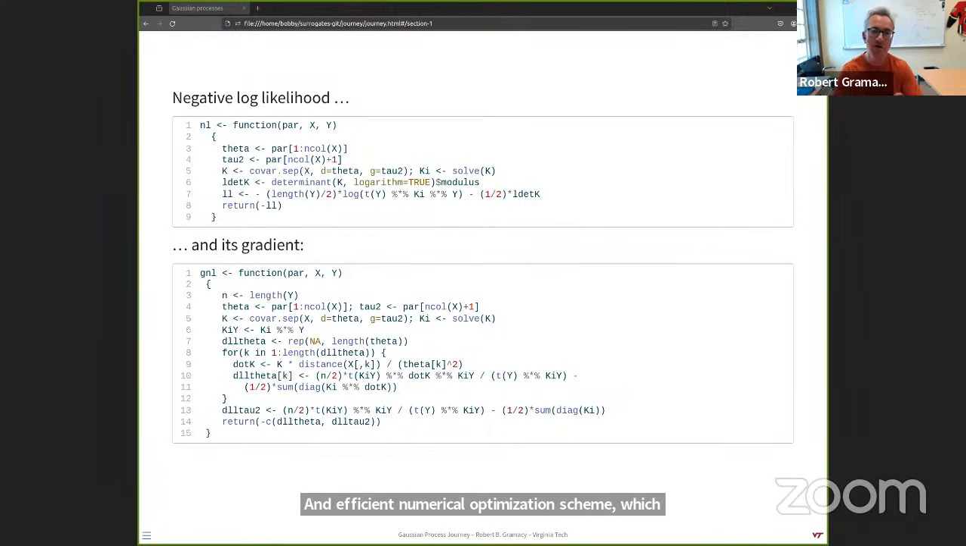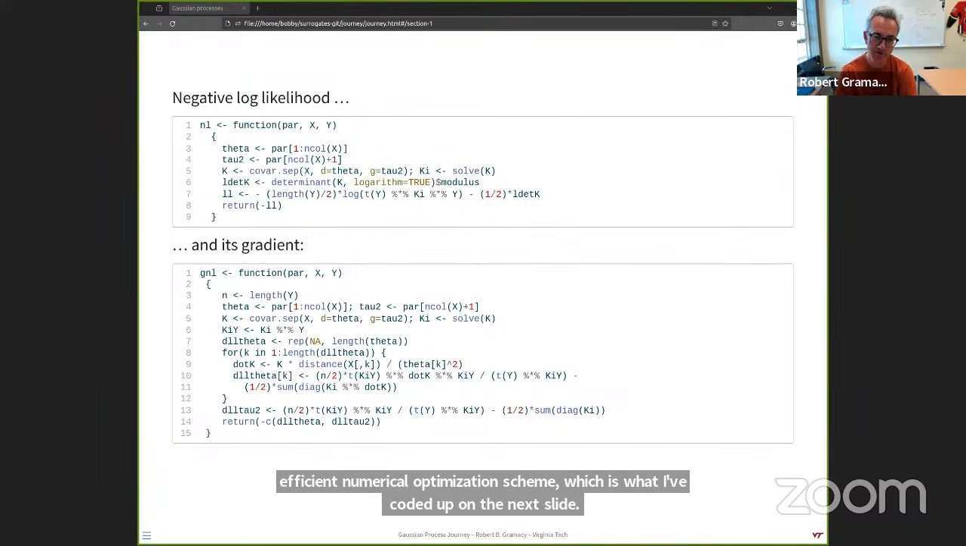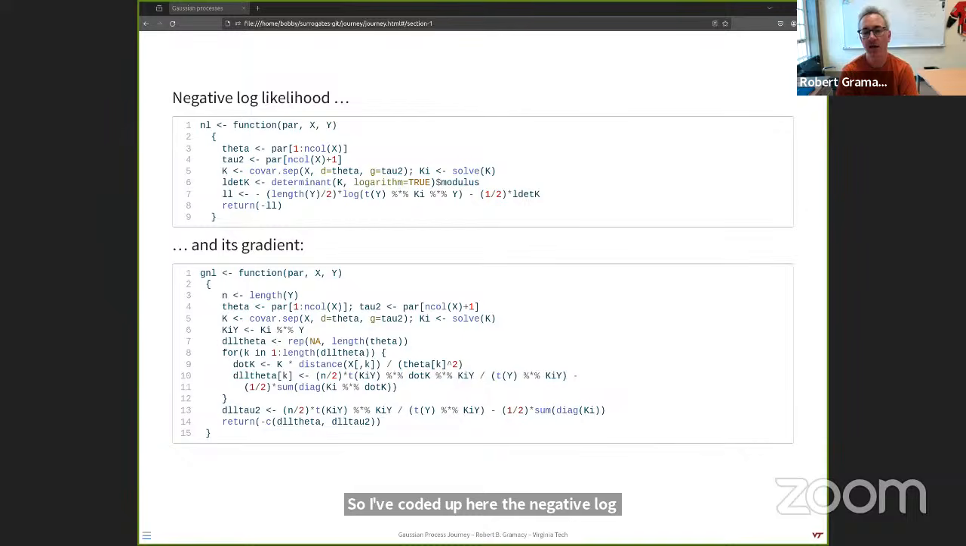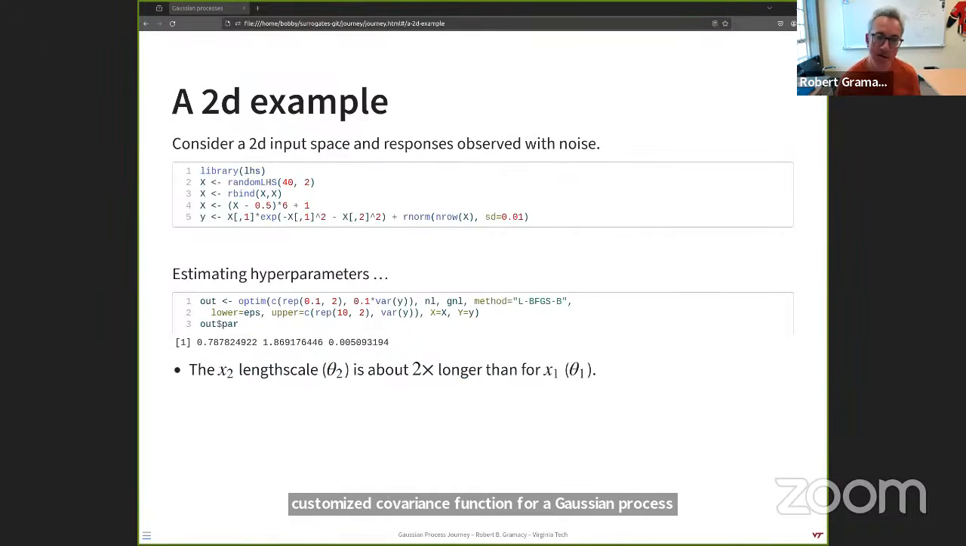So I've coded up here the negative log likelihood for my hyperparameters and its gradient. I'm not going to take you through this code. I think the point of this code is that it takes about 20 or 25 lines of R code to code this up, and it's all you need in order to learn the hyperparameters to a customized covariance function for a Gaussian process. And to demonstrate that for you, I'm going to do another example.